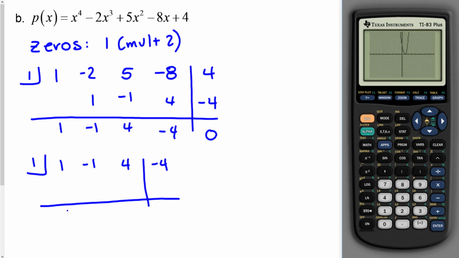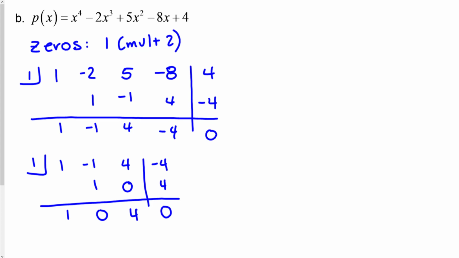So let's try it. Bring the 1 down. 1 times 1 is 1. Those add up to 0. 1 times 0 is 0. Bring the 4 down. That's 4, and that's 0. So it worked out the way that we expected. Now, the remaining polynomial is x squared plus 4.